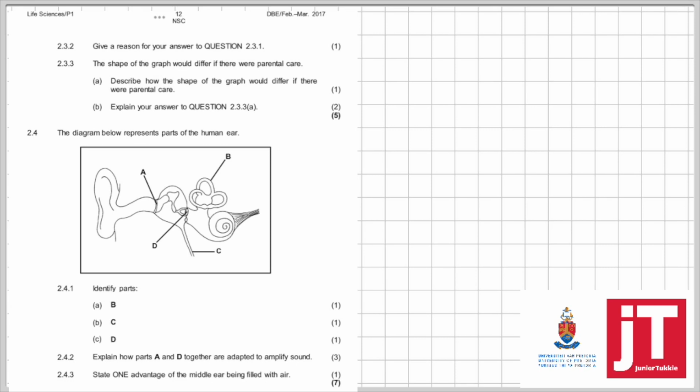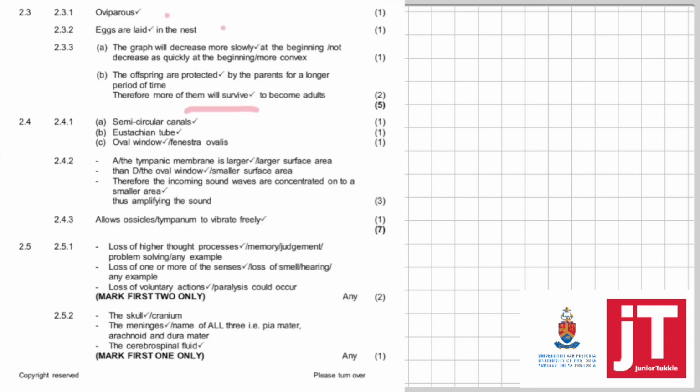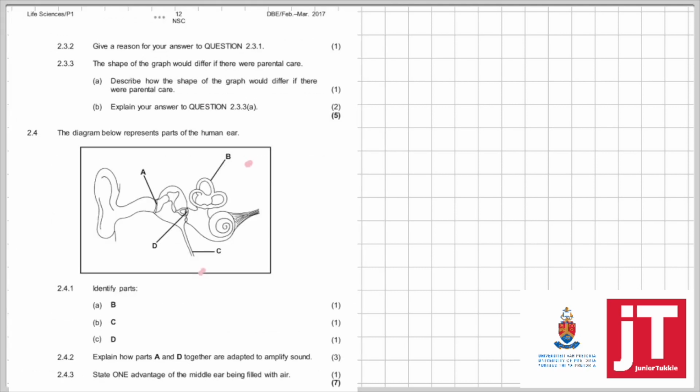Okay, now 2.4. The diagram below shows part of the human ear. 2.4.1. Identify parts B, C and D. Now part B, we don't have to go to the memo and look. That you should know is the semicircular canals. C, very important, know how you spell it, eustachian tube. And D, that's the oval window. It's just above the round window. Semicircular canals, eustachian tube, oval window. Fenestra ovalis, you don't have to know. Just learn the word oval window.